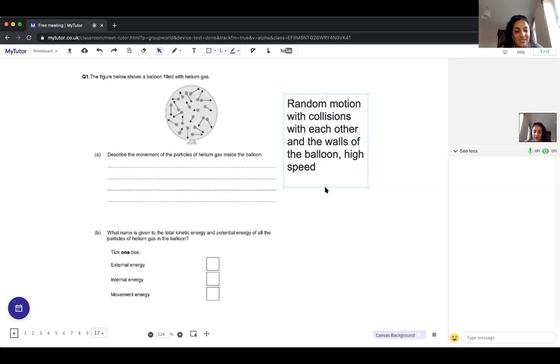Okay, what name is given to the total kinetic energy and potential energy of all the particles of helium gas in the balloon? So we've met this energy today. What's it called?